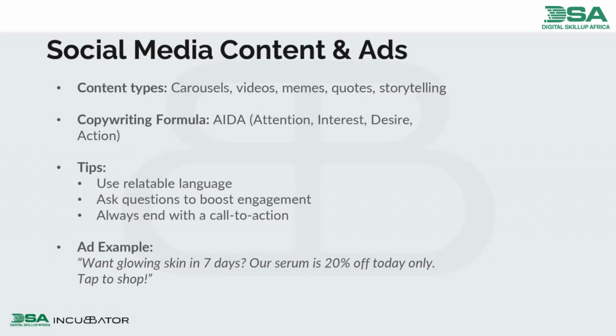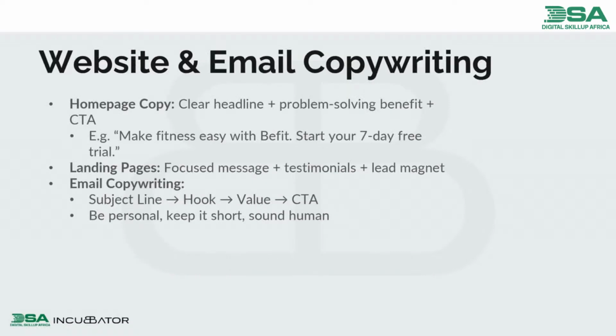So this is an example. Want glowing skin in 7 days? This is a copy. Our serum is 20% off today only. Tap to shop. So you can see the attention: oh, want glowing skin in 7 days. And then all of these ads already have social proof, they have reviews, before and after. And then our serum is 20% off. And then someone says, oh my god, 20% off, let me use this opportunity to buy it. That is interest, and then action.